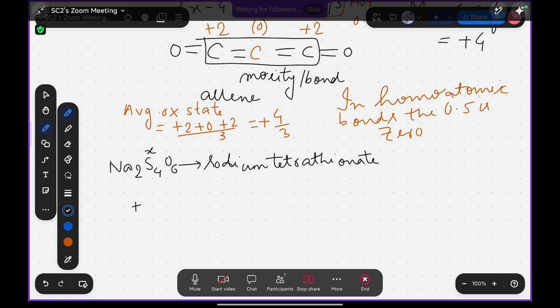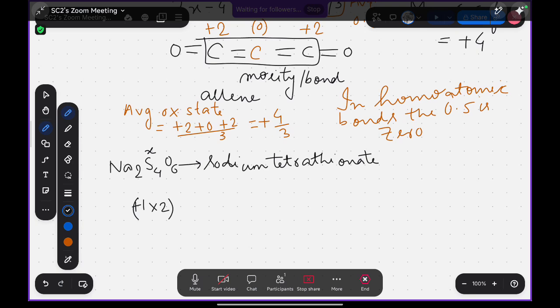So +1 into 2, because we know sodium can have only one type of oxidation state. Being a representative element, an s block element, it has only one type of valency or one type of oxidation state.